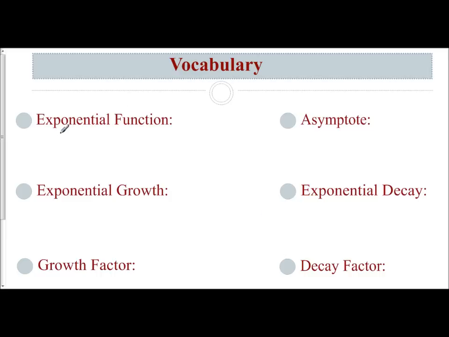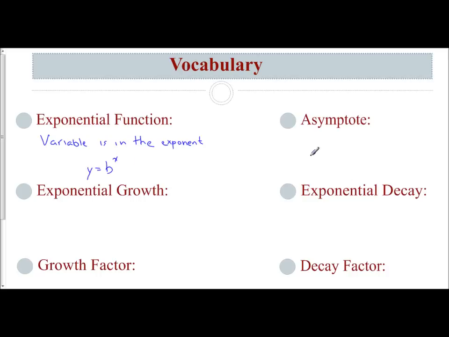An exponential function is a function where the variable is located in the exponent. In all other functions we looked at before, our variable has been the base. Now what's going to happen is we're going to have some base, we'll call it b, and our x variable is now going to be located in the exponent.